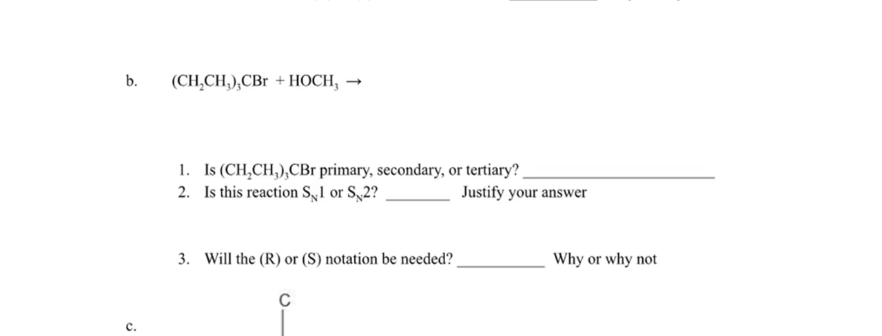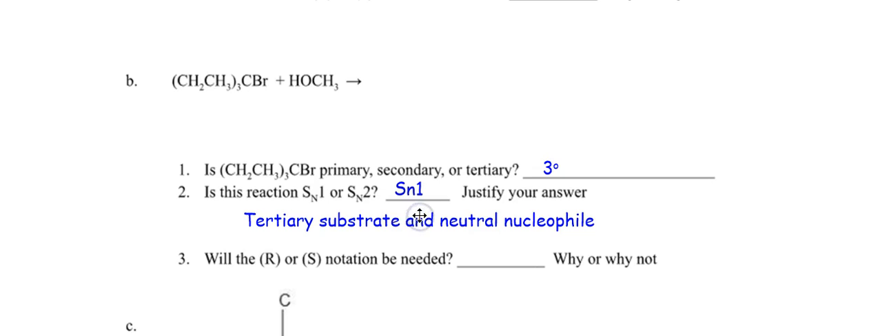Okay, for letter B, let's look at this first. Is this primary, secondary, or tertiary? Well, how many carbons are directly off of this carbon? Three of them. So it is tertiary. So is this going to be SN1 or SN2? Well, folks, it's SN1. Why? Because all tertiaries are going to be SN1. What else do you notice? It has a neutral nucleophile.